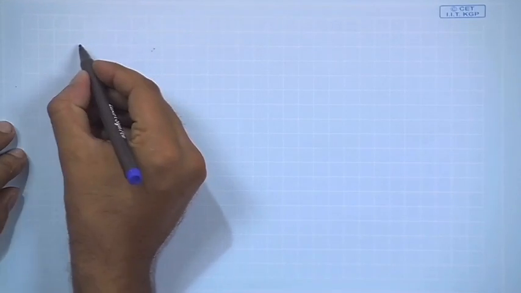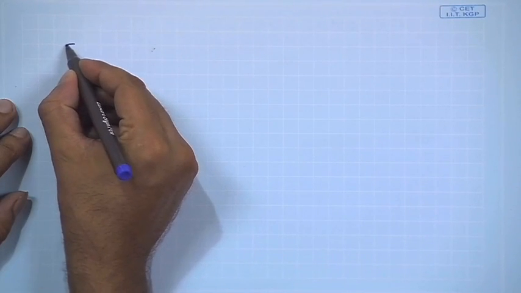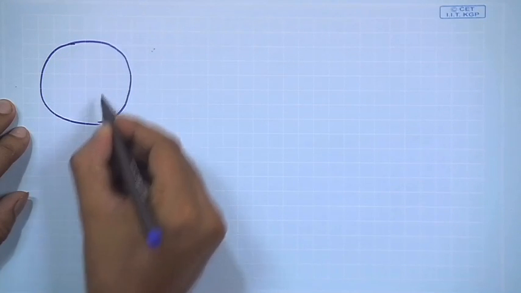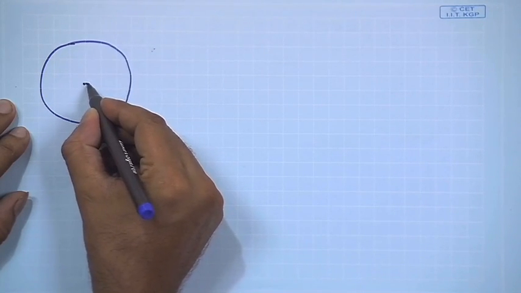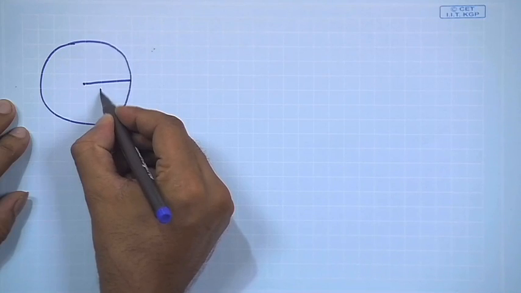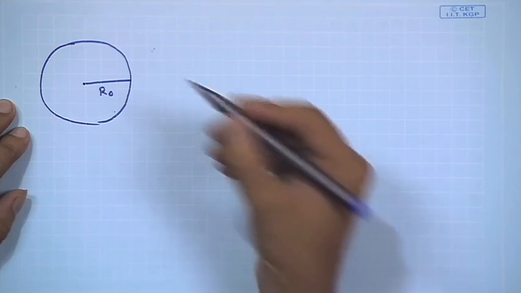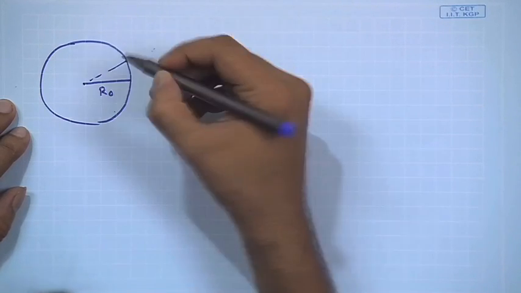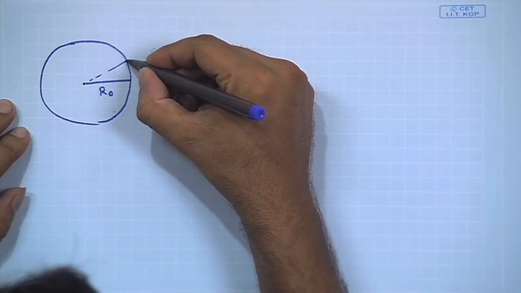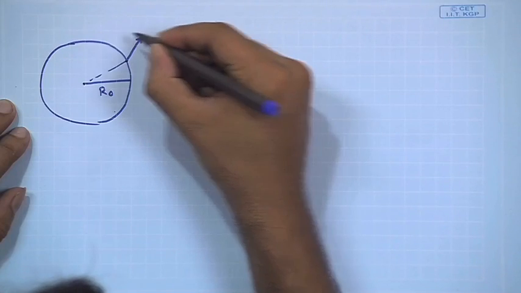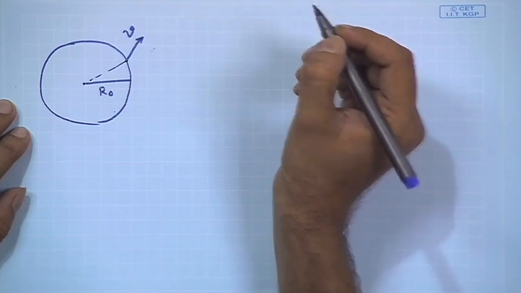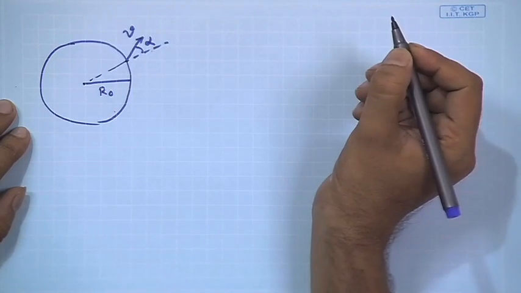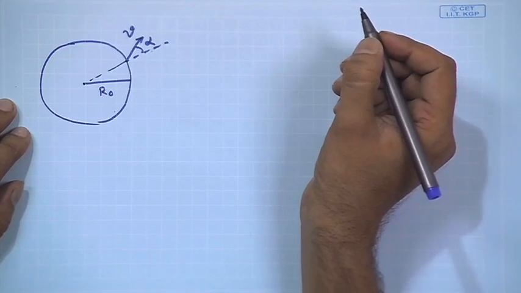Now, first consider the situation. Let us say this is our earth surface and we want to fire a rocket. This is the radius of earth, which is r0, and from some point on earth we are firing a rocket at a velocity v with an angle alpha with the horizontal direction.